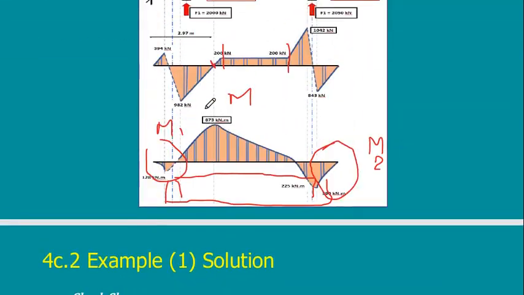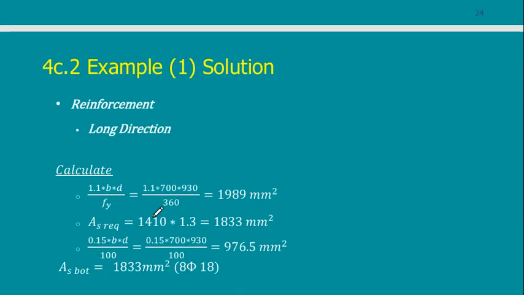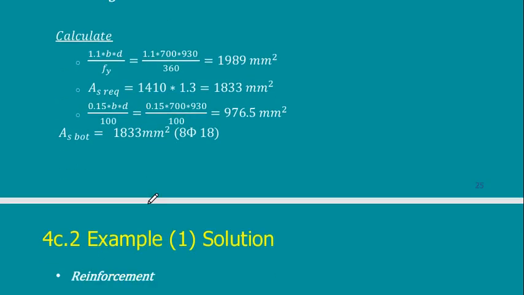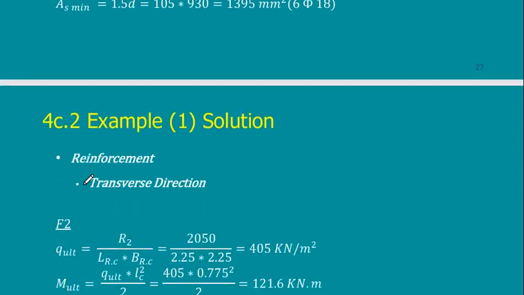Let's go and check here. If you look at this value, it is 873. So I use the top moment to calculate the top reinforcement. For the upper, I have here two moments. I took the bigger one, and I used it to calculate the bottom reinforcement. Of course, any location where I don't have maximum moment, then I design based on a minimum reinforcement. Then I design F1 and F2 as I told you.